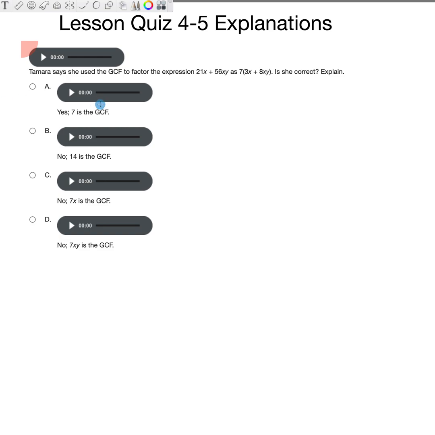So one last question, question number 5. We have a multiple choice question. This is possibly a little bit tricky if you're not careful looking at it. We have that Tamara says she used the greatest common factor to factor the expression, and we want to know if she is correct or not. So how about we just do the problem. So 21x plus 56xy. And we have to calculate the greatest common factor.